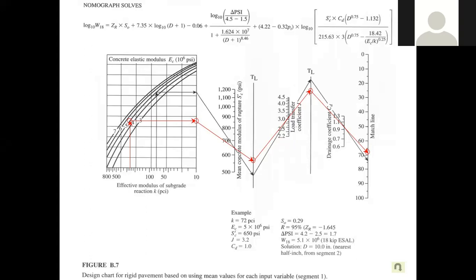My modulus of rupture is 650. So I join this point with 650 extended to the transfer line. I stop here and I know my load transfer coefficient, that is 3.2, somewhere here. I connect this point with this point, extended to the transfer line.